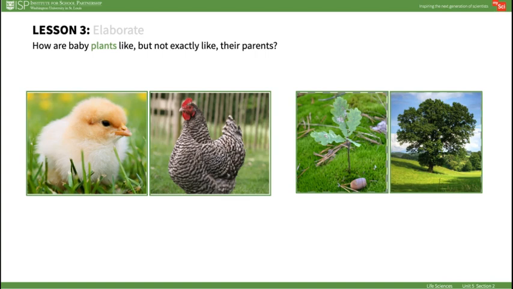In the Elaborate, allow students to discuss the similarities and differences between plants and animals concerning young and parent traits. Students may find the pattern that both plants and animal babies are alike but not exactly like their parents. You may want to pull out the animal parent and baby cards again from Lesson 2 and ask students to compare the young animals and parent animals to the oak tree young plant and oak tree parent plant.